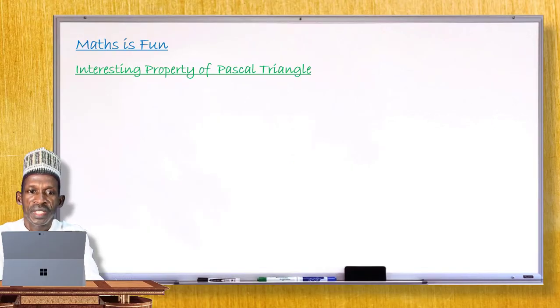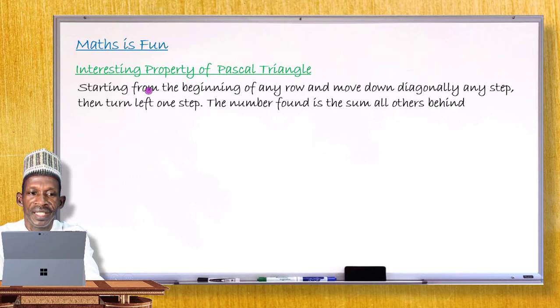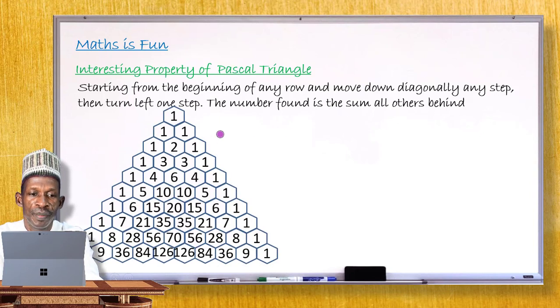So the interesting thing about Pascal triangle, that is property number 3. It says starting from the beginning of any row, move down diagonally any number of steps and then turn left one step. The number found there will be the sum of all the numbers behind. Let's just display our Pascal triangle. This is the Pascal triangle.